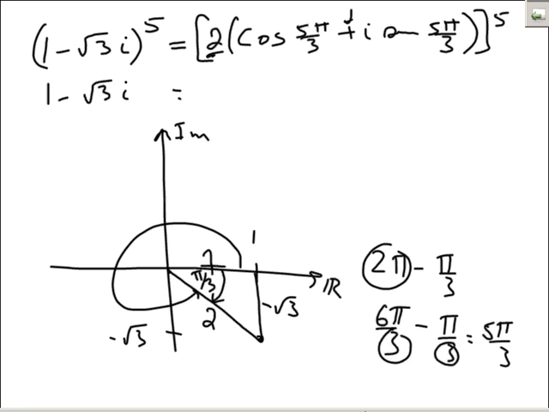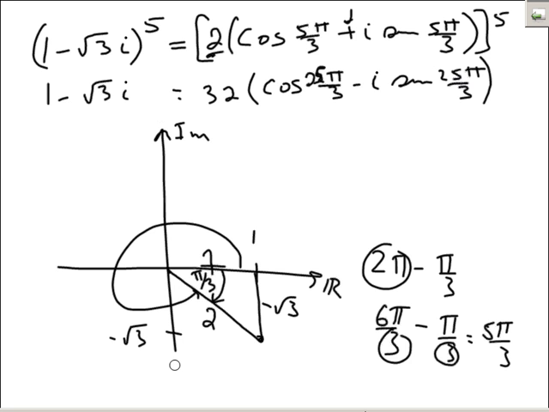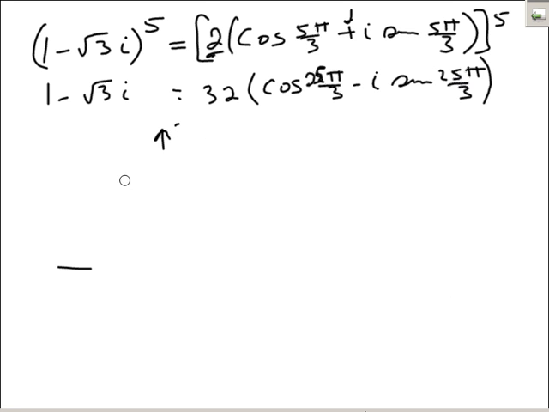So then I get 2 to the 5th, which is 32. And then the angles get multiplied by 5. 25 pi over 3, cosine 25 pi over 3 minus i times sine 25 pi over 3. And at that point, you can just use a calculator. Okay, there's a calculation, and you can just type into your calculator. So you get 32. Now, what is the cosine of 25 pi over 3?